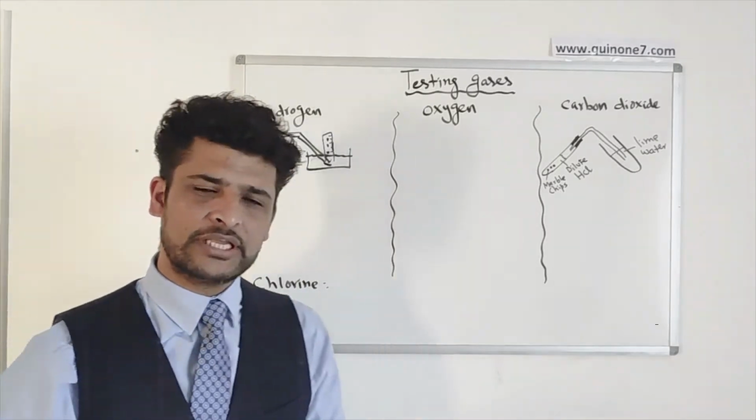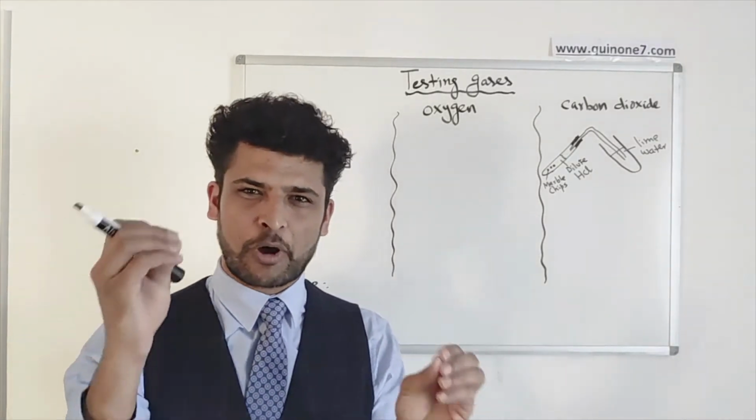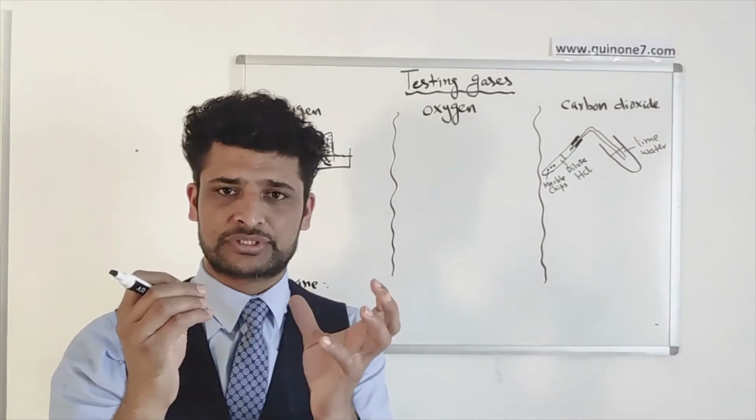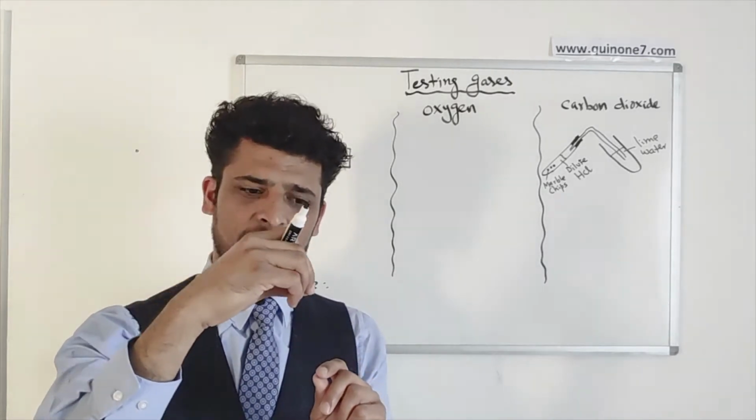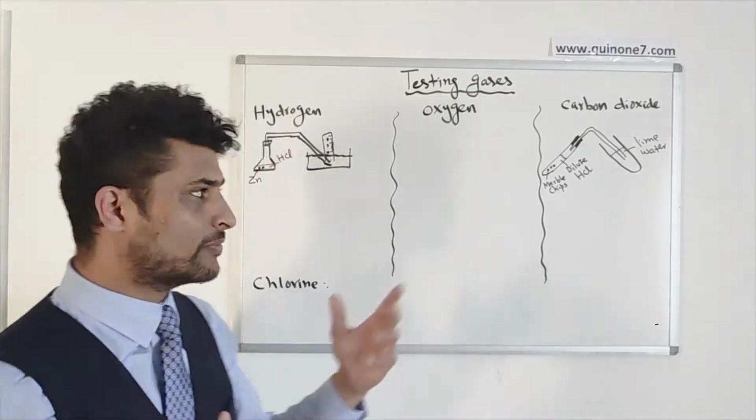You probably have done in year 7 and year 8 the pop test, when hydrogen is produced after reacting metal with an acid, and you put the lit splint inside and it gives you a pop. So we'll start with this one first.